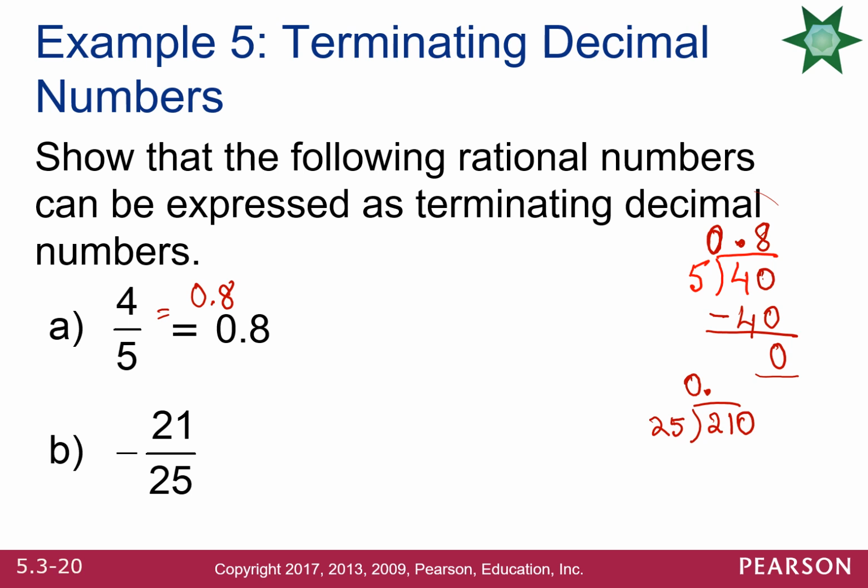So 25 times 8 is 200, correct? So 200, subtract, and then we have a remainder of 10. So now I put a 0 next to the 10. Once we have already put a decimal point, we do not need to put another decimal point to bring a 0, to write a 0 next to the remainder.